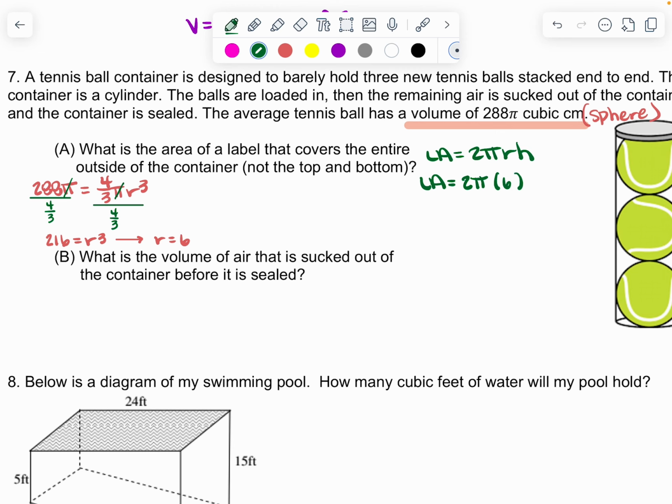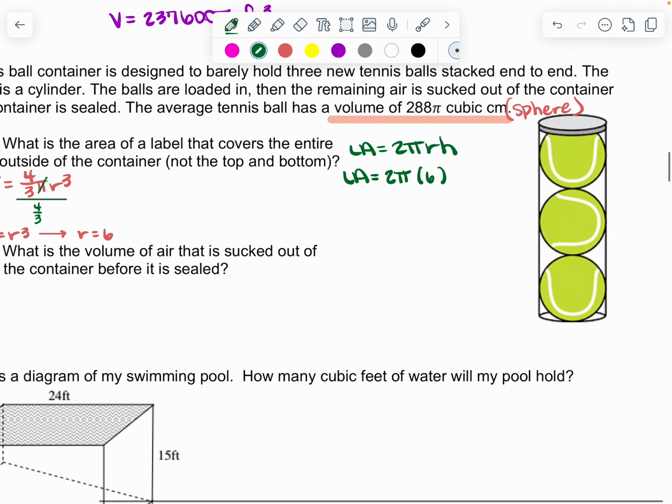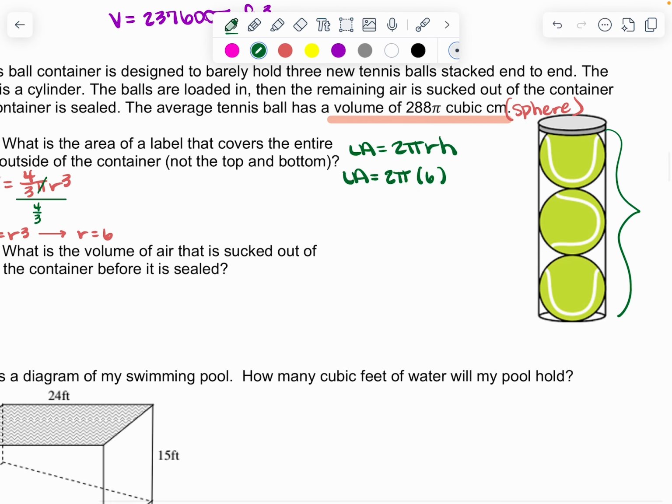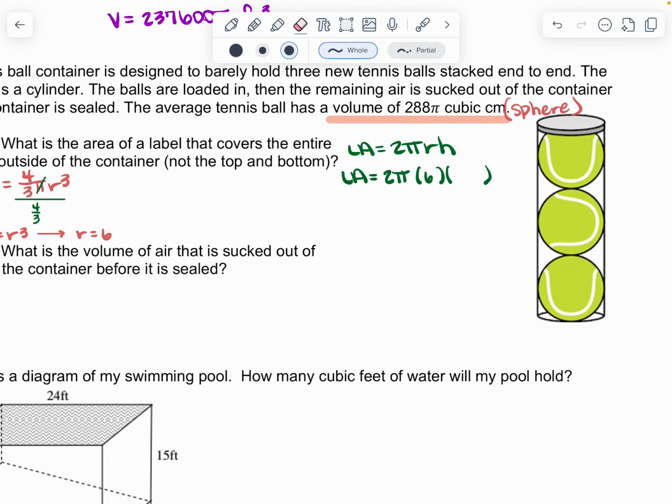Okay. Well, that's great because now if I go back to my lateral area formula, which is the whole goal, I can type in a 6 for the radius, which is why it's so amazing to write your formulas down so you know exactly what you need and when you need it, right? And then you're like, what is the height of the cylinder? They didn't give me that either. Well, if you think outside the box a little bit.